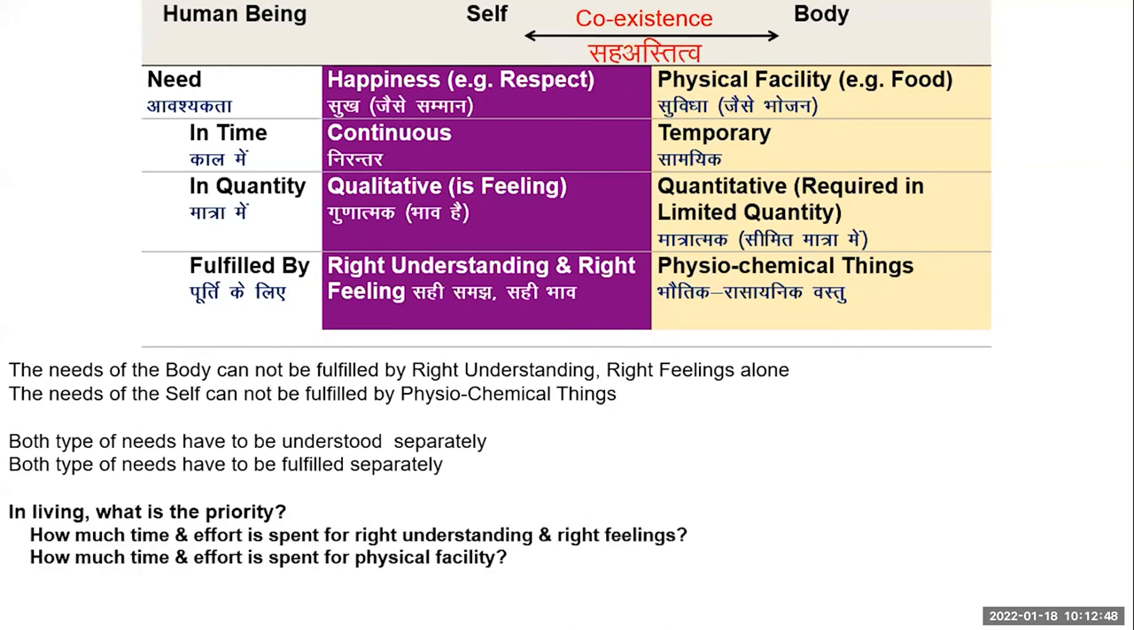So in living, what is the priority? How much time and effort is spent in right understanding and right feelings? And how much time and effort is spent in accumulation of physiochemical things as physical facility to fulfill the need of the body? We have done this exercise, and this is the exercise which we keep giving, and we may ask the students also. We ask ourselves, we explored it in the AA sessions. So there is a poll here: is it possible to fulfill the need of the self by physical facility alone? Is it possible to fulfill the need of the self by physical facility?